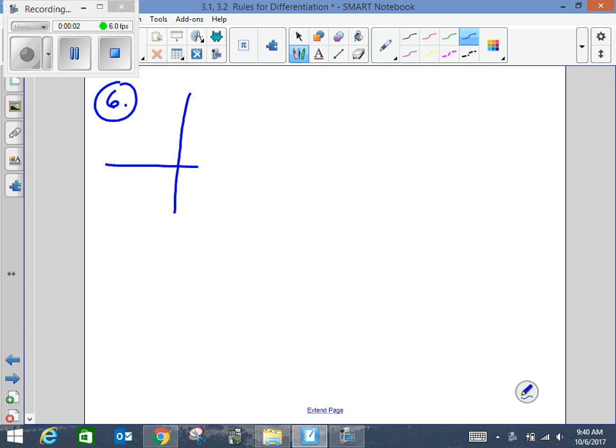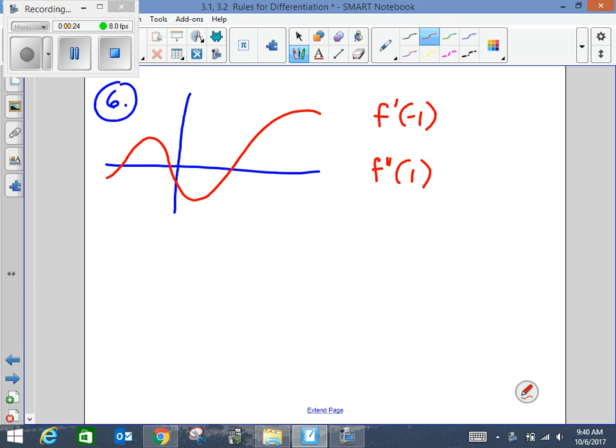I'm not going to do a very good job, but we are supposed to compare f prime of -1 and f double prime of 1. All right, let me draw the pink one up here, sort of looks like this. Okay, and this is 1. Or the red, pink, whatever.